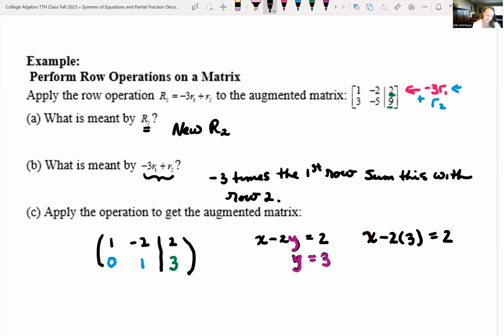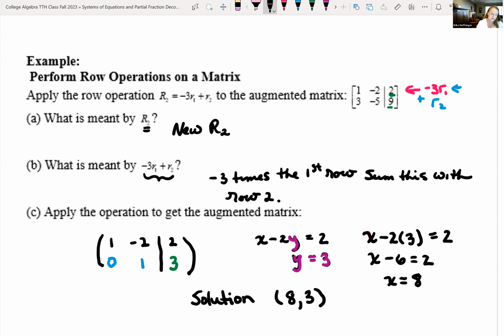So we have x, and then we have -2 times 3, so -6 is equal to 2. We can solve for x by adding 6 to both sides, and so we get x is equal to 8. So our solution to the system is x is 8 and y is 3. So you should be able to go back up into that system of equations and solve for that.